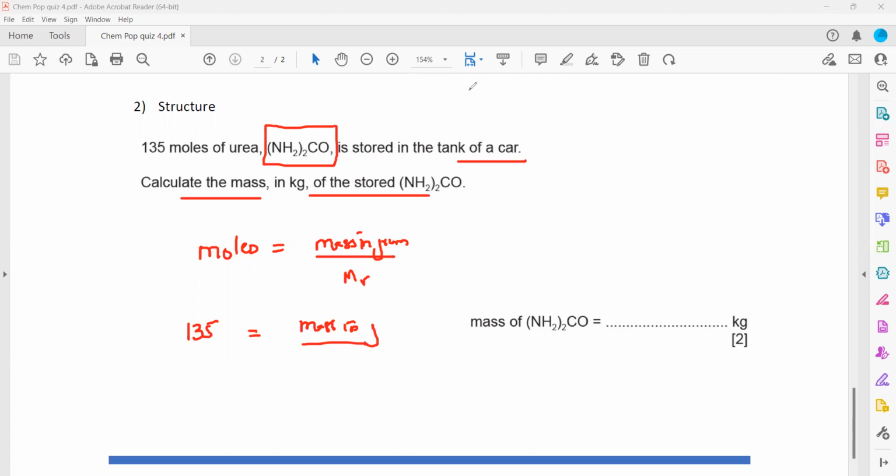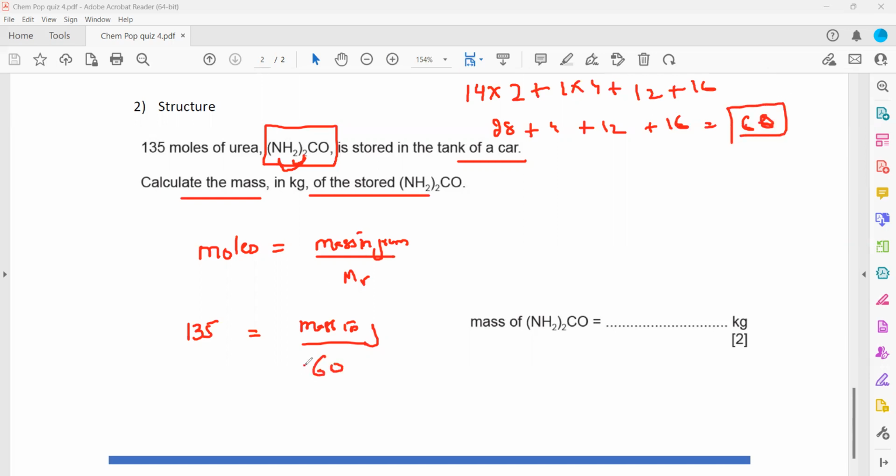Nitrogen, when you check the periodic table, is 14. And how many nitrogens are there? There are 2, because this 2 is multiplied, so 14 times 2. Plus hydrogen, how many? 2 multiplied by 2, 4, so 1 times 4. Plus carbon is 12, plus oxygen is 16. So this becomes 28 plus 4, 32, plus 12, 44, plus 16 makes 60. The molar mass is 60. The 60 is divided, so on the other side it will be multiplied. This gives us 135 times 60, about 8,100 gram.